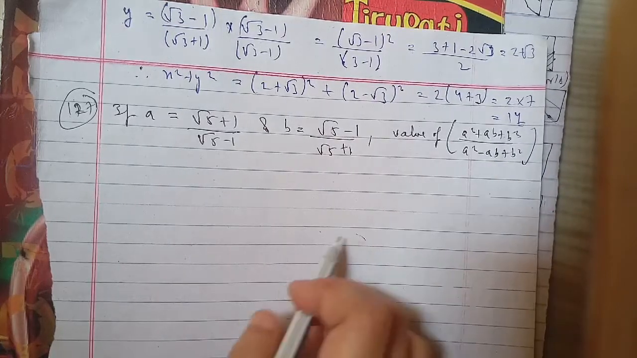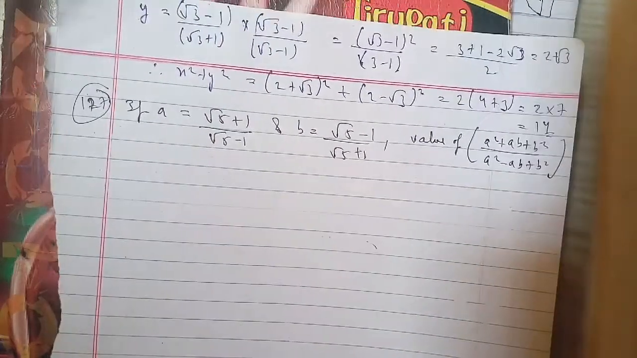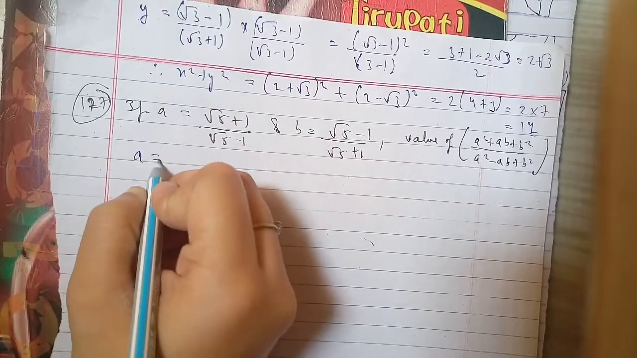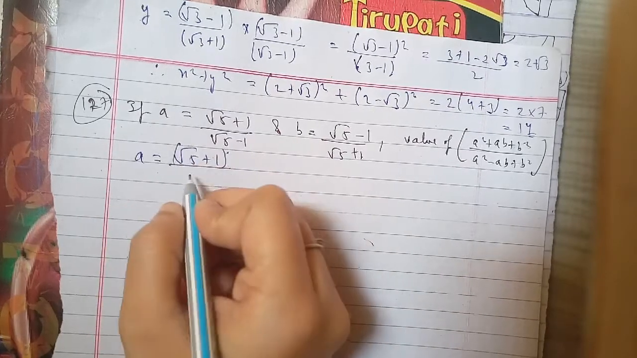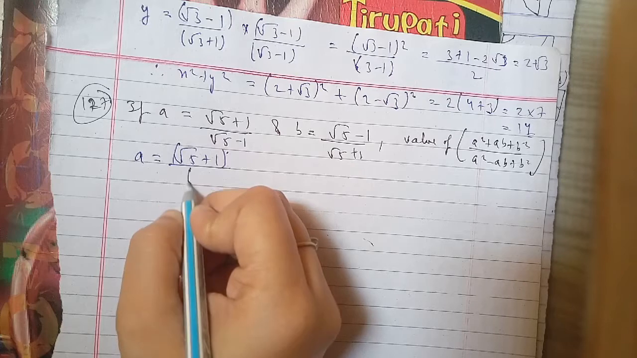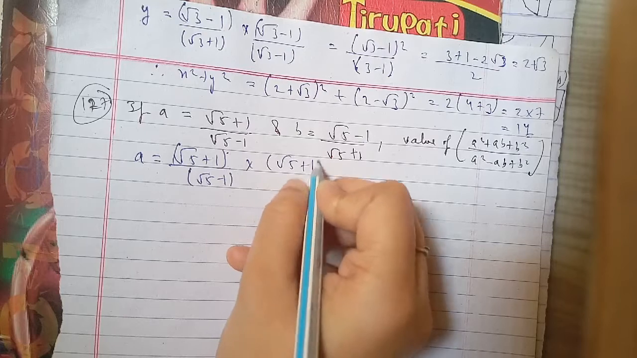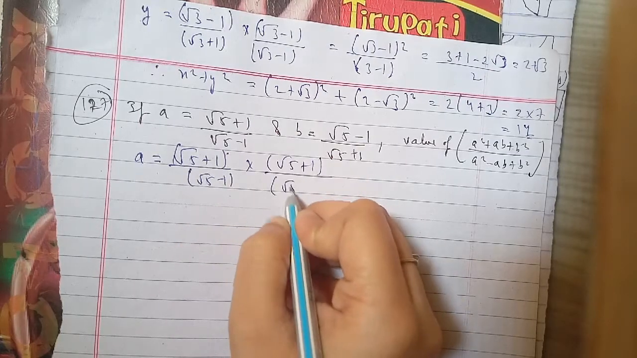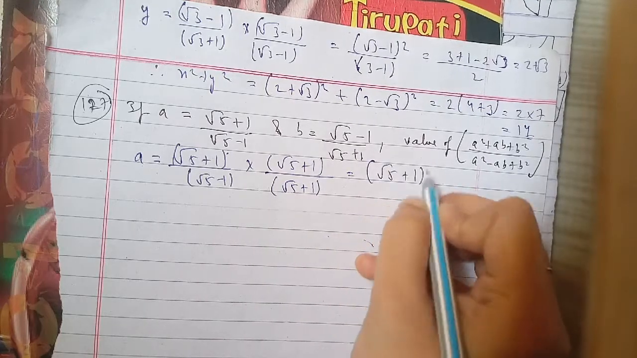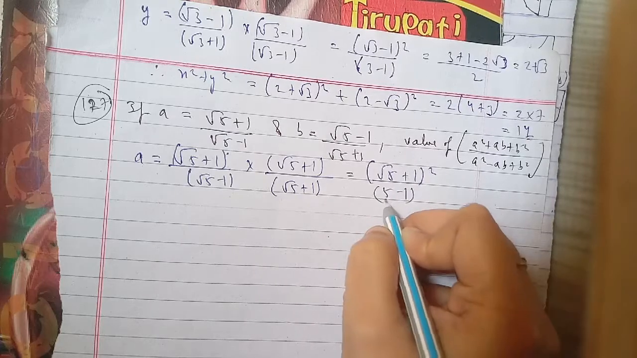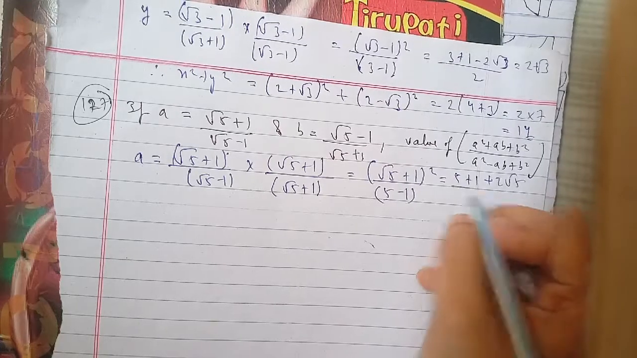So for that, we will find the value of a, which is a equals under root 5 plus 1 upon under root 5 minus 1, into under root 5 plus 1. This is minus, so we will take under root 5 plus 1 का here as well, under root 5 plus 1 का square upon 5 minus 1. Here we will get 5 plus 1 plus 2 under root 5 upon 4, and that is equal to 3 plus under root 5 upon 2.